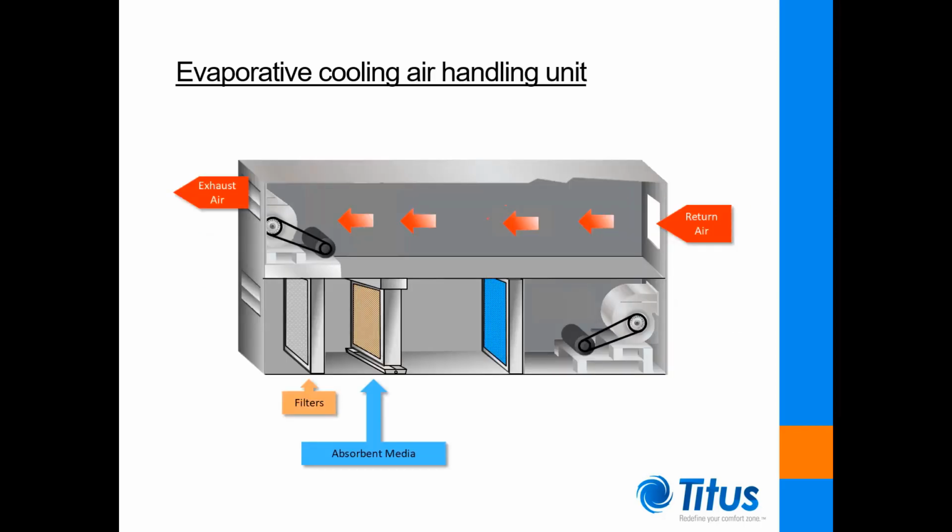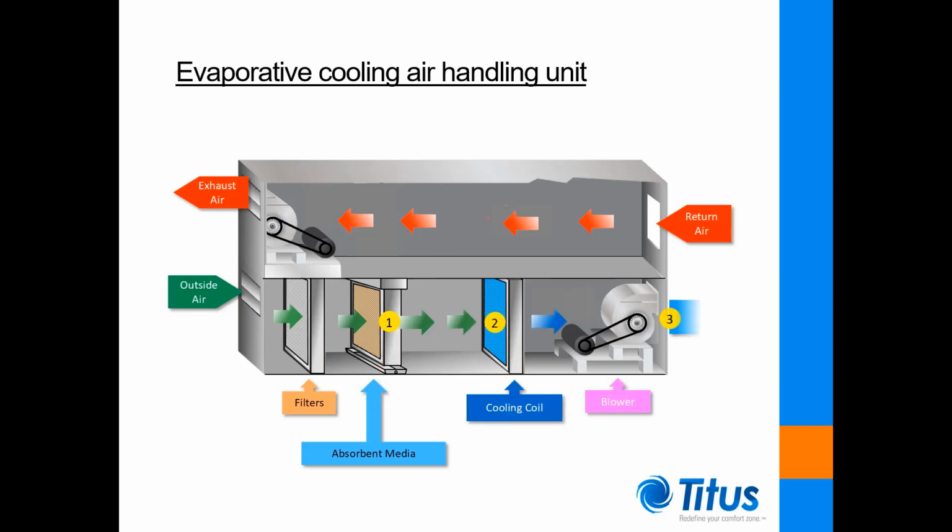Now, let's review the process within a DOAS air handling unit. Outside air is filtered and passed across the evaporative cooling media, where moisture added to the dry air reduces its dry bulb temperature. The airstream then passes through a cooling and dehumidifying coil, which further lowers both its dry bulb temperature and moisture content before it is distributed to the spaces it serves.